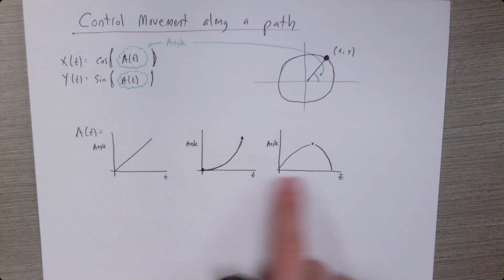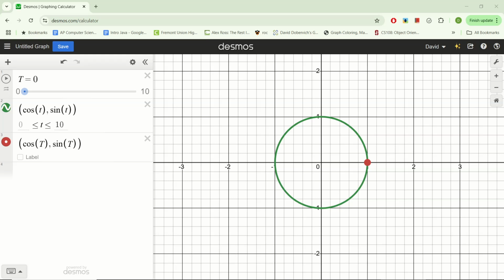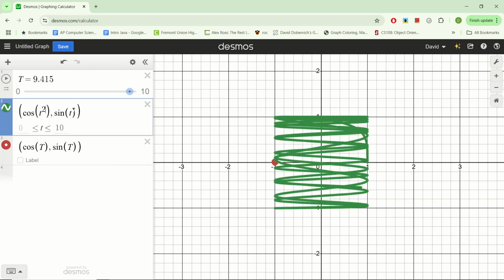Let's compare and contrast with these other two, but let's think about them using Desmos. So here we've got cosine t, sine t. When I play the animation, you can see just constant rotation. Let's go ahead and replace t with t squared for a moment and see what that does.